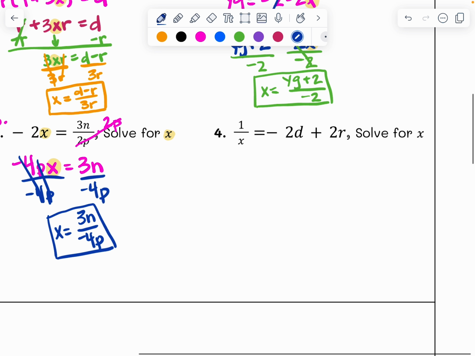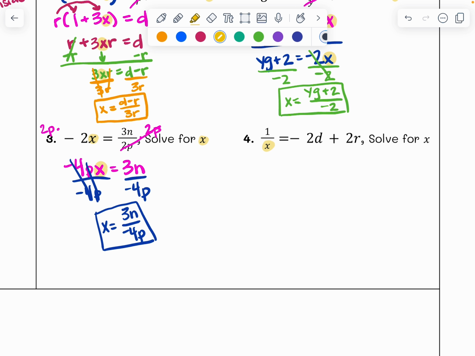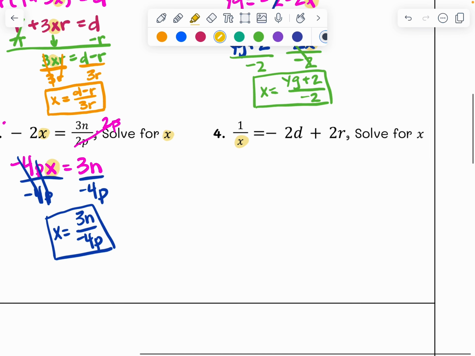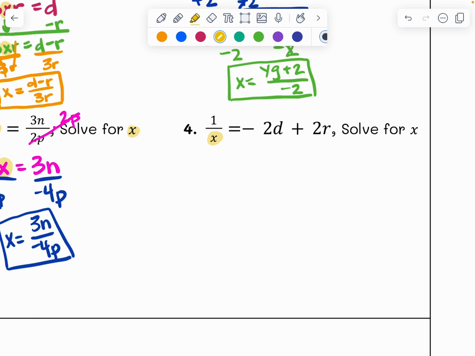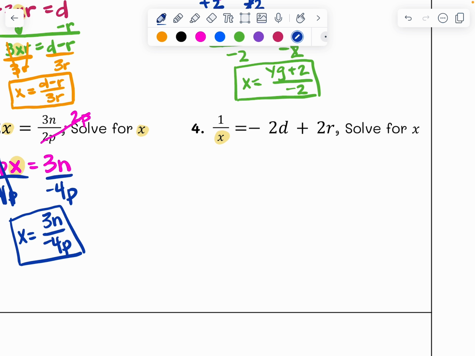Number 4, we are solving for x. In this case, x is the target variable and it's the variable in the denominator. The steps are slightly different and you'll see why. So first thing I want to do is get x out of that denominator. So I'm going to multiply by x. The right side is an entire expression, which has to be multiplied by x. So now I have 1 equals x times negative 2d plus 2r.